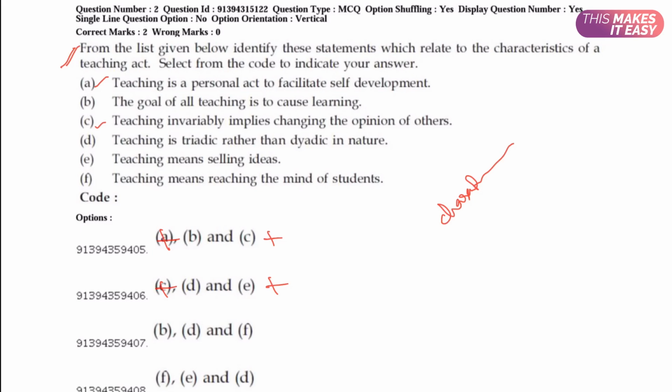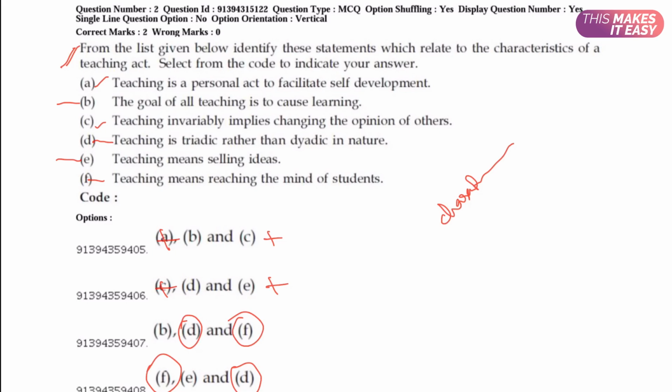Now let's compare these 2 options. Either one of these options is correct. There is D in both, so we will not look at D. There is F in both, so we will not look at F as well. We have to look at either B or E.